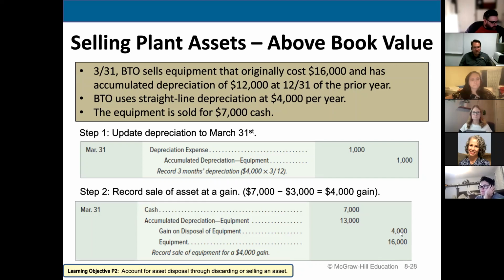If it's a credit, it means it's a gain. It means I made money, or I sold it for more than my book value. If it's a debit, then it's a loss, meaning I sold it for less than the book value. So that's my process: record the cash, which is always a debit if you're receiving money. Debit the accumulated depreciation account, its full balance. Credit the equipment account, its full balance, and then the difference will be the gain or the loss.